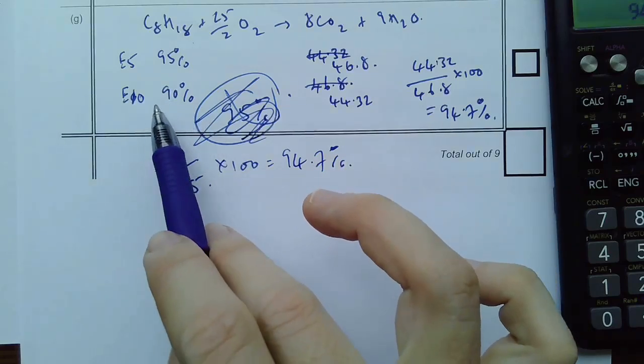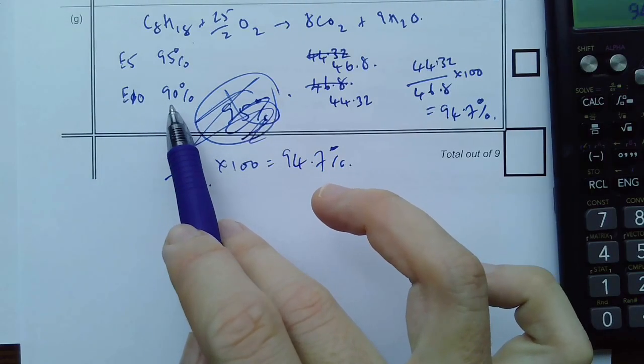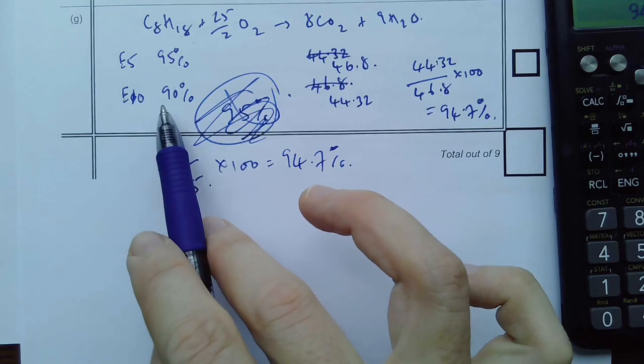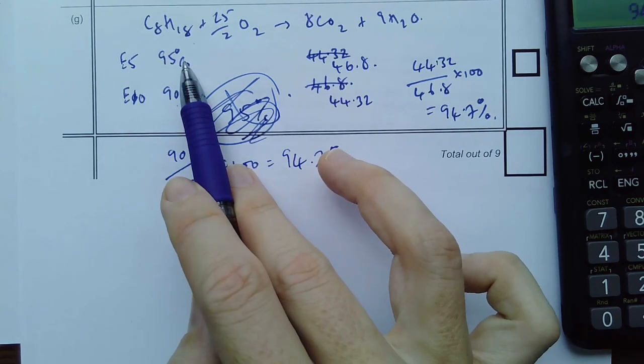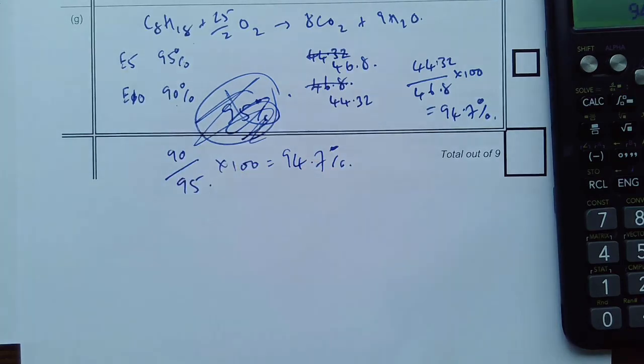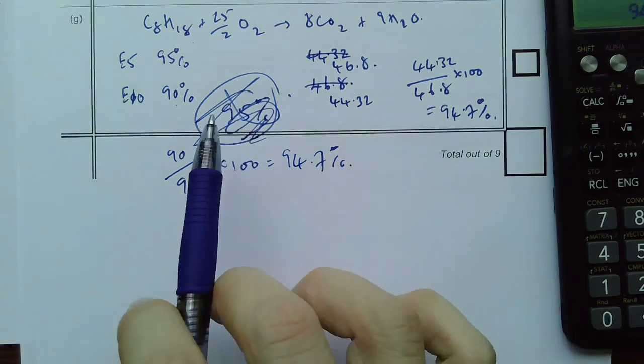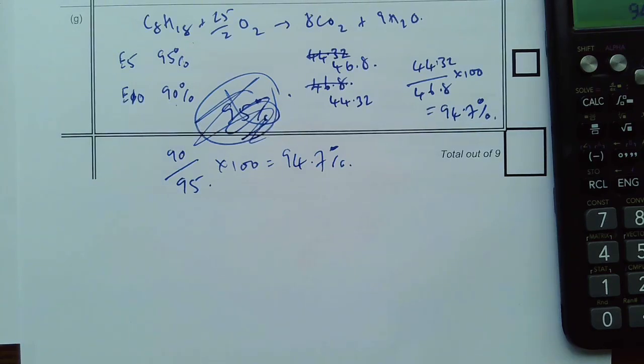So the amount of carbon dioxide produced in E10 is 90% of the total. The amount of carbon dioxide produced in E5 is 95%. So it's just the ratio of the two. I feel like that last question I didn't explain great, but I did it 2 different ways. Hopefully it makes sense to you. If not, there's not much I can do about it. Sorry.